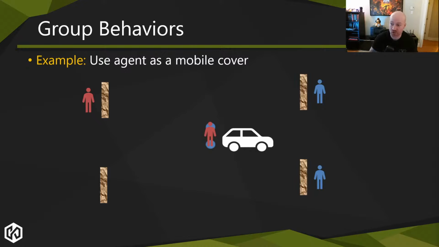I can potentially attach it to another character and have a character with a riot shield that has a cover point behind him. And now you have characters lining up and going single file down a corridor without any managers, without any kind of systems. And again, it's up to the designer to balance when it prefers to use a mobile cover versus when it prefers to stay in cover, a lot of those kind of things.